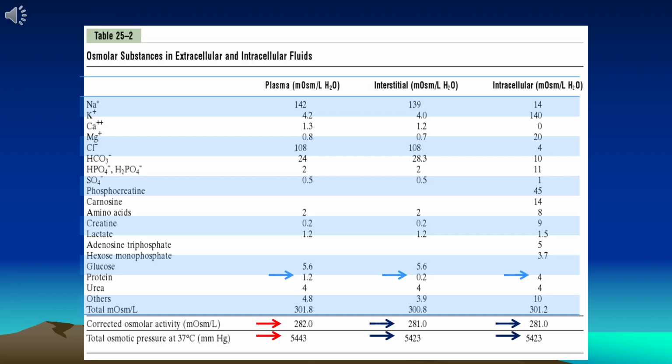This table provides a beautiful snapshot of the osmotic balance between our body's major fluid compartments, the plasma, the interstitial fluid, and inside our cells. The first and most important takeaway is right at the bottom. Despite having completely different chemical recipes, the total osmolarity of all three compartments is virtually identical, at about 301 milliosmoles per liter. Why is this so important?